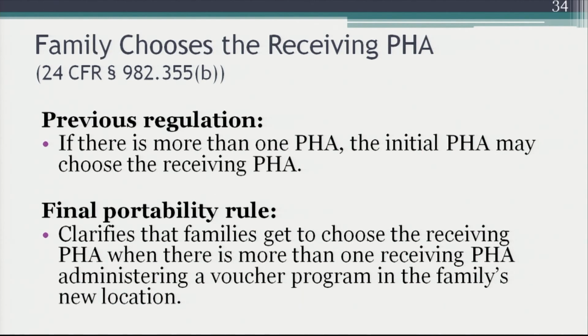Okay, moving on to choosing the receiving PHA. Under previous regulation, if there was more than one PHA in the jurisdiction to which the family wanted to move, the initial PHA may choose the receiving PHA. Under the final portability rule, if there is more than one receiving PHA in the family's new location, the family chooses the receiving PHA.